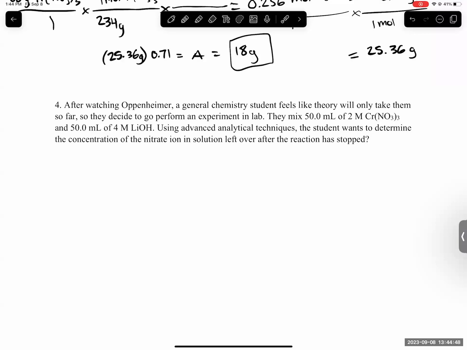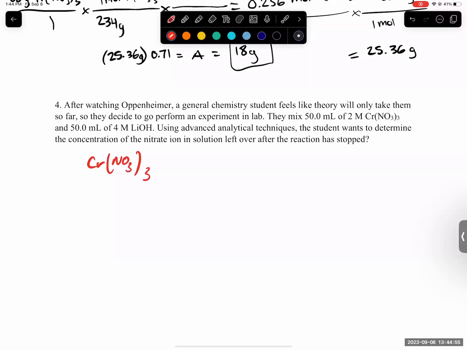So chromium nitrate, Cr(NO3)3, plus lithium hydroxide. What did y'all get for the products? Chromium hydroxide, Cr(OH)3, and lithium nitrate. All right.